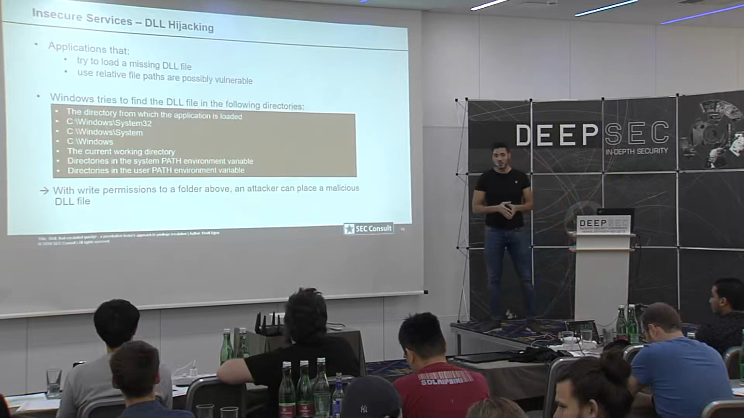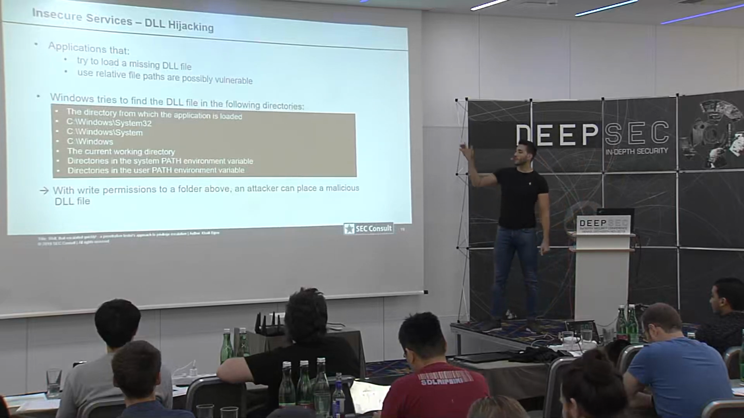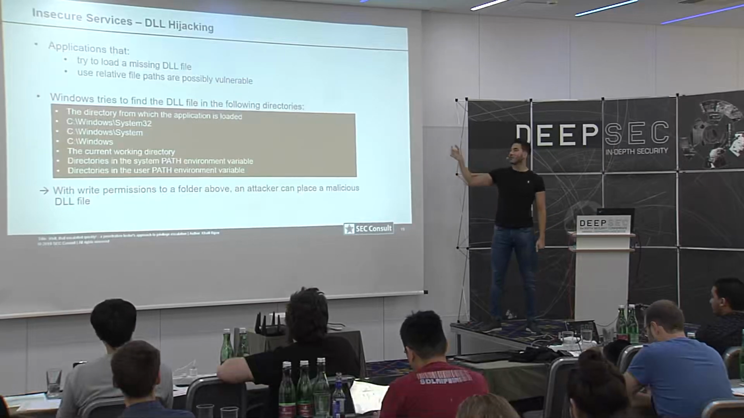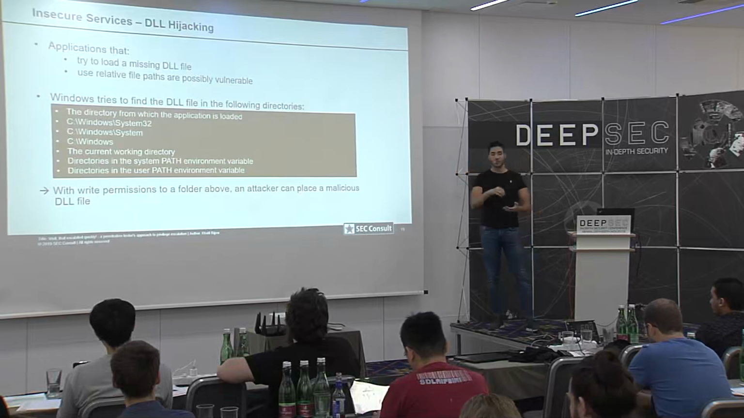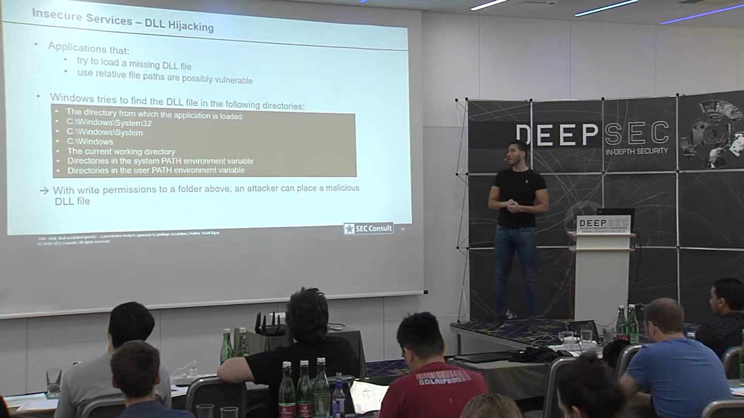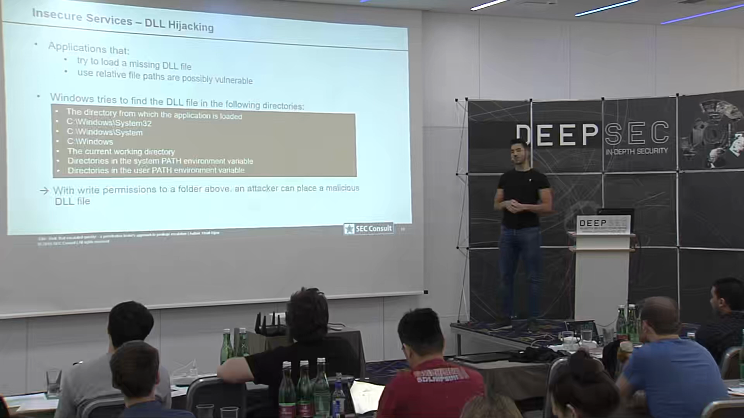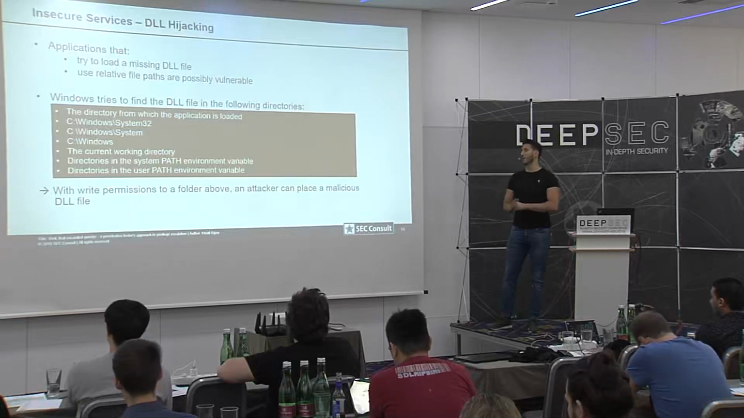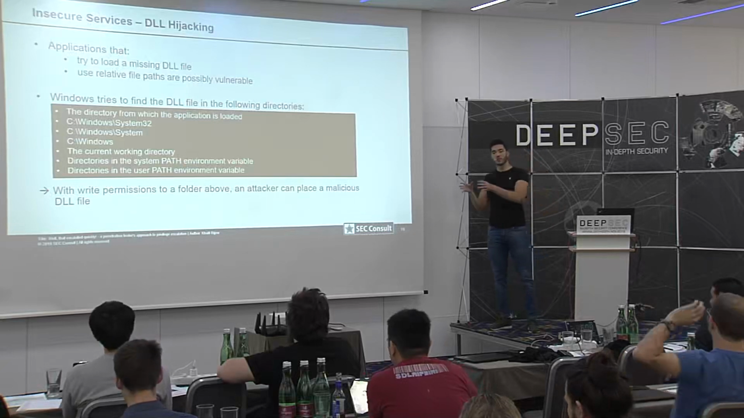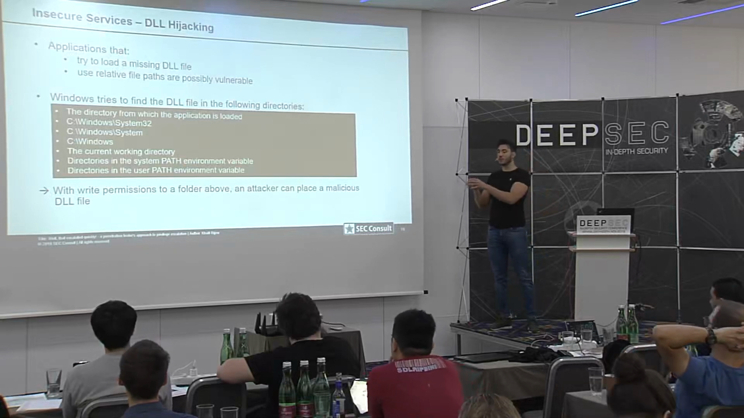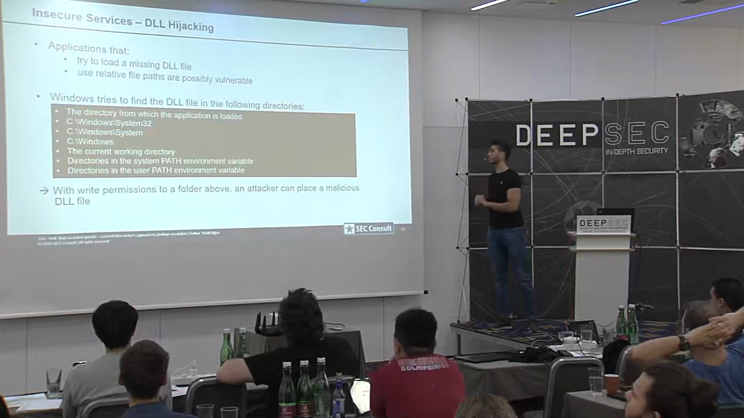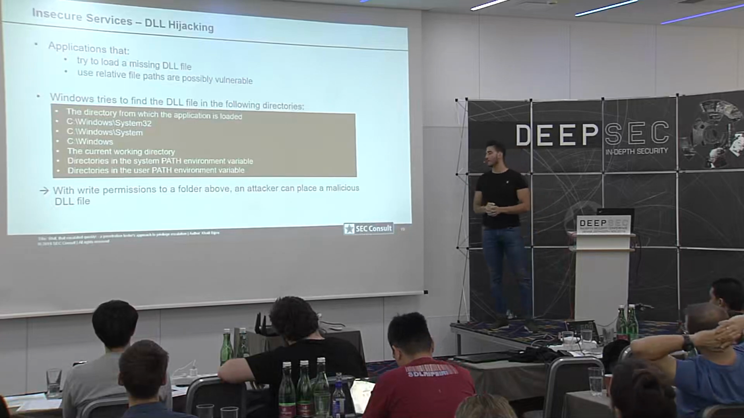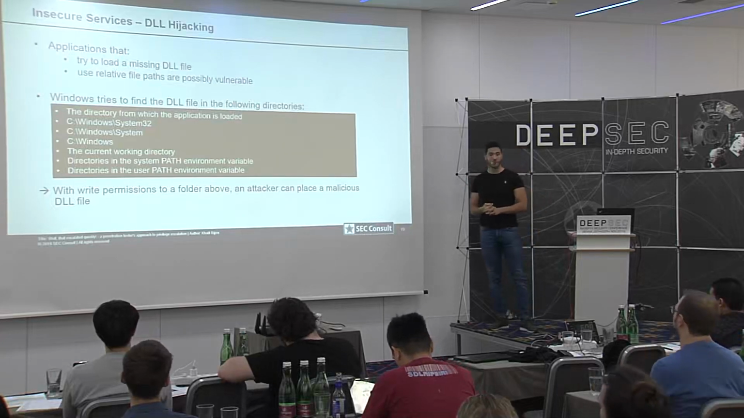And what Windows does is that it tries to find the DLL file in these directories in this order. So it starts with the directory from which the application is loaded itself. Then it goes to system32, system, Windows. Then it goes into the current working directory, which is the working directory of the user under which the process will run. Then directories in the system path environment variable, and then directories in the user path environment variable.